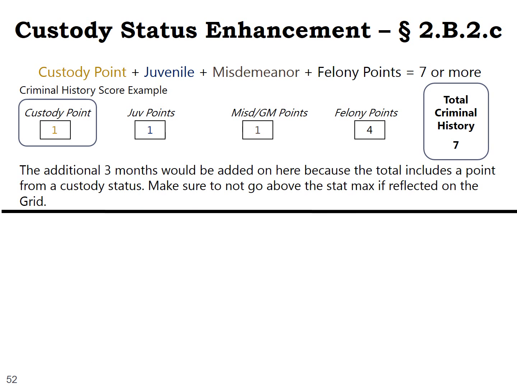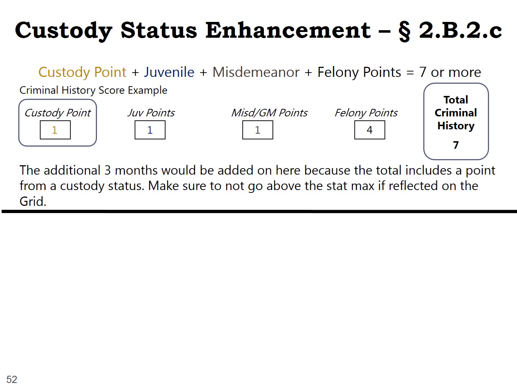The last column on the grids, all of them, shows the statement 6 or more. This is referring to the custody status enhancement. This policy applies to the "or more" part of that statement. When the offender has a minimum of 6 criminal history points from juvenile, misdemeanor, gross misdemeanor, or felony priors, plus a custody point for a total of 7 or more, 3 months will be added to the presumptive sentence as well as the range. It may be easier to think of the policy in this manner as well.